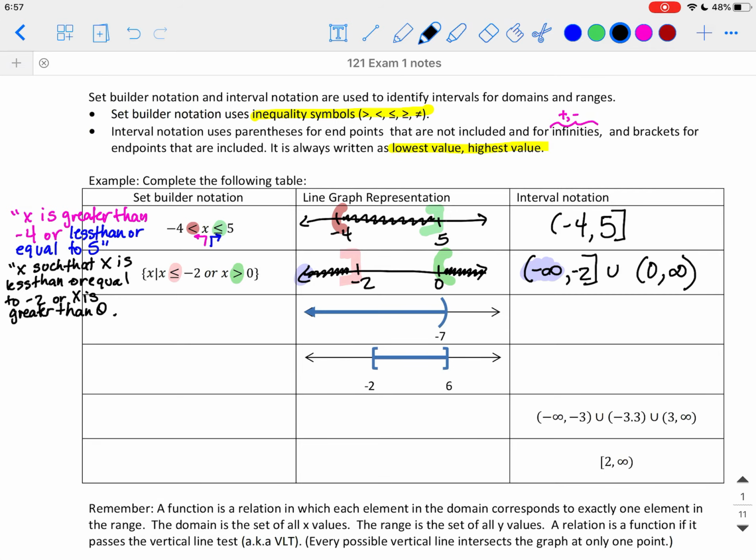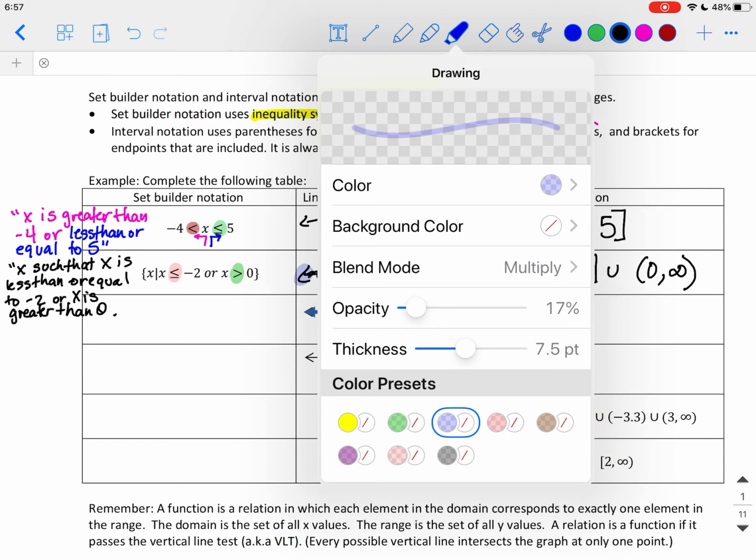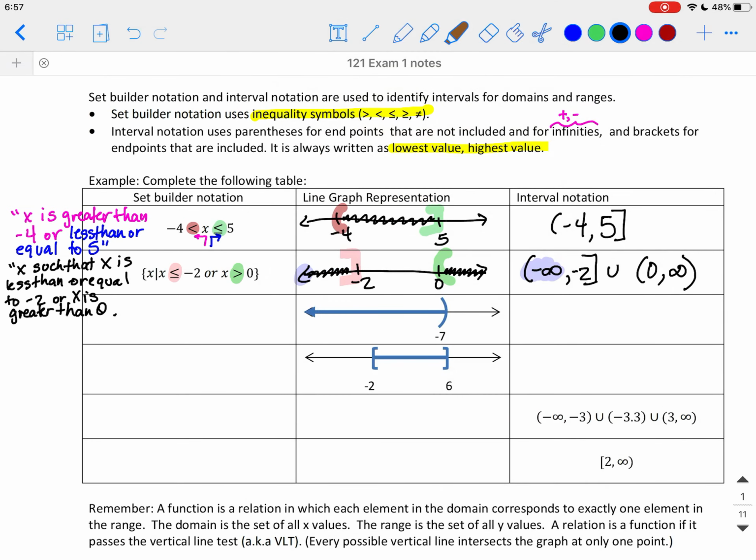And why is it going to be infinity? Because this arrow right here goes forever to the right. So it's going to be positive infinity. Now for the rest of these, if you want to pause the video and try to do it yourself and then come back and play the video and check your answers, that'd be awesome. That's technically what we would be doing in the face-to-face class.